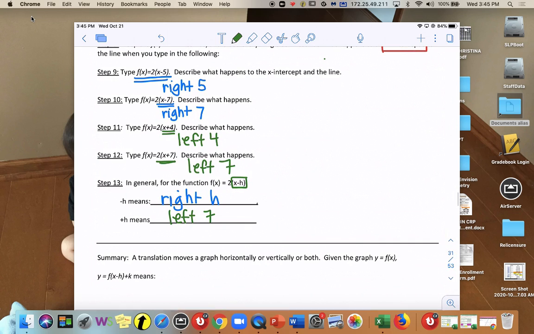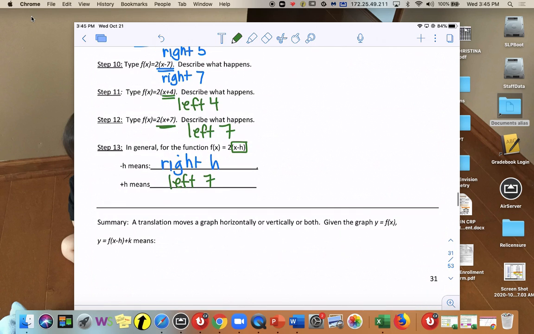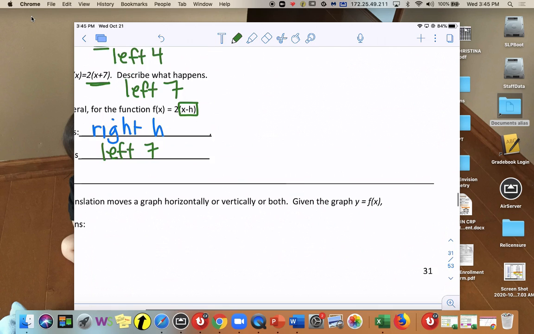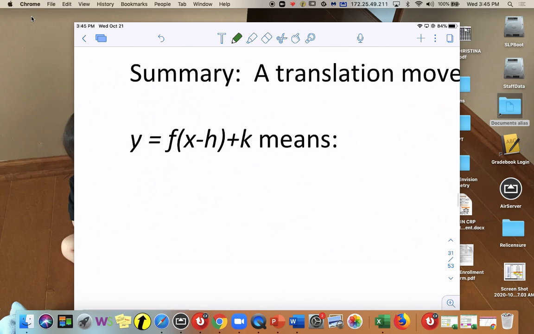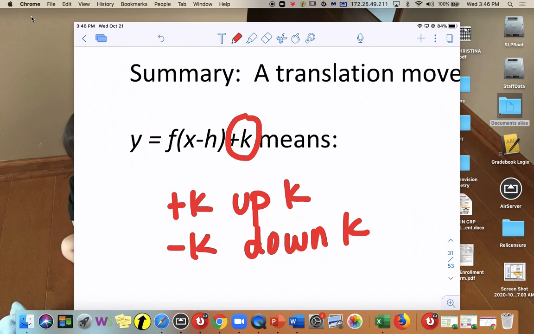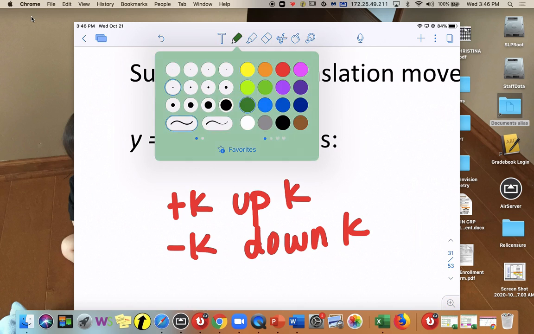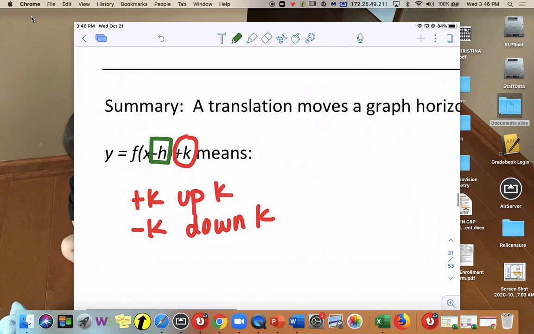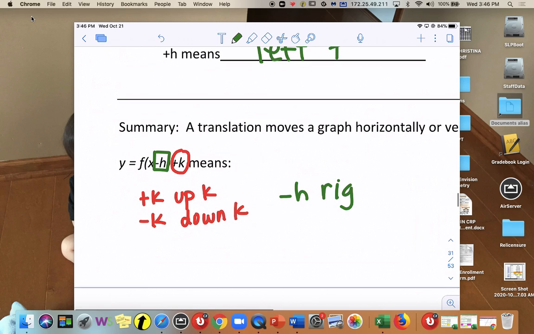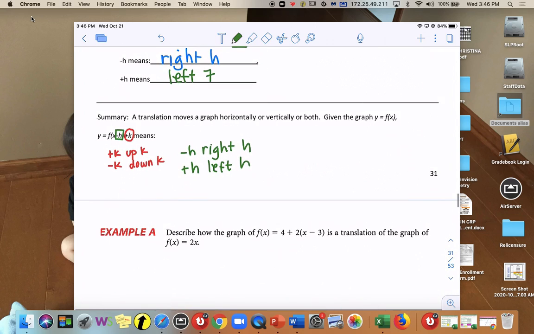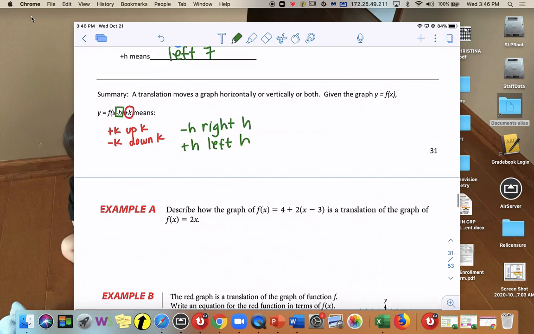All right, so here's a summary of how your graph will shift horizontally, left and right, vertically, up and down, or both. Given any function, we used 2x, but if it's any function f of x, and you have a number on the outside, this k value, plus k goes up k units, minus k goes down. So that k is what you think, up or down, and that's on the outside of the parentheses. But on the inside of the parentheses, if you have a minus h, this goes to the right h units, and if you have a plus h, it's to the left. So the h, the left and right shift, is opposite of what you think. All right, so let's do some examples, and then you'll be able to start your assignments on this page.